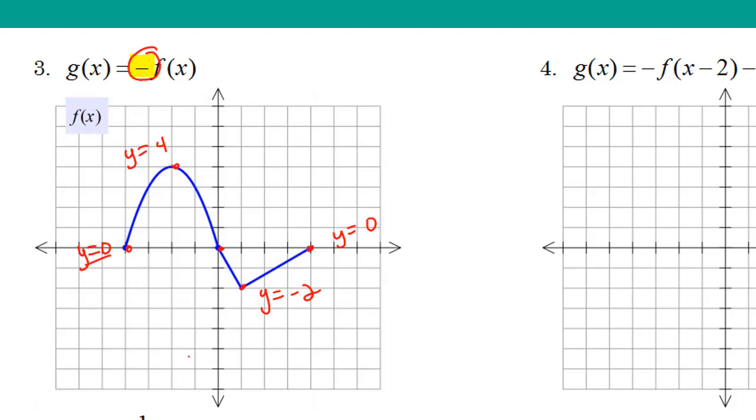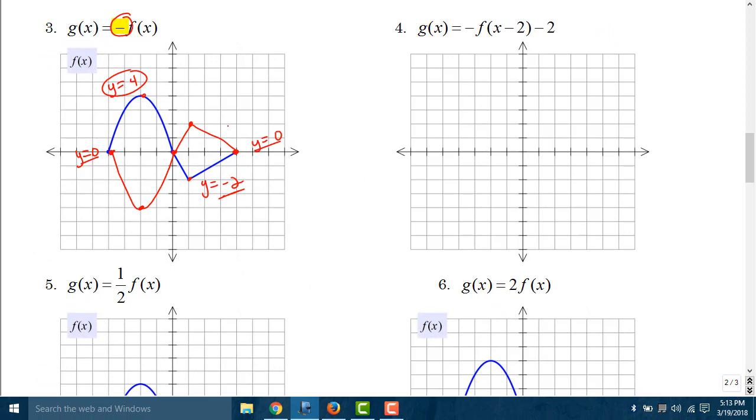Well, if I multiply 0 times -1, those all stay the same. But if I multiply 4 times -1, I get -4, so it's going to go down. If I multiply -2 times -1, I get +2, so it's going to go up. So I get that reflection across the x-axis.